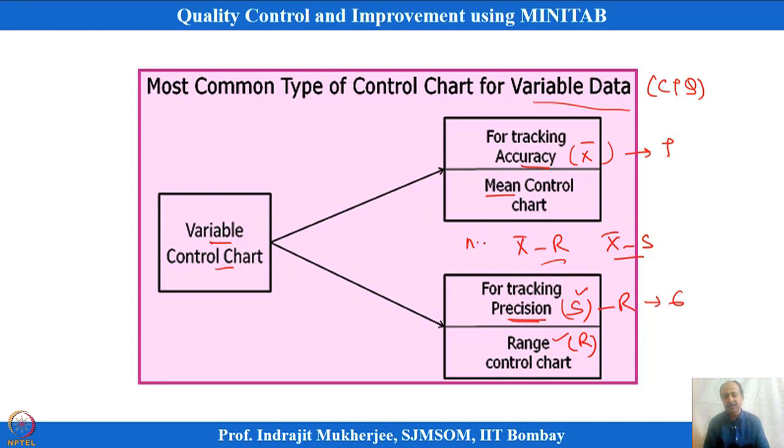The general recommendation is that if n is less than or equal to 5, we can use this one, and in case n is greater than 5, we can use the X bar S chart. More or less the concept and the formulation are the same. Some variable, some constant will be changed, otherwise the process remains the same, okay.